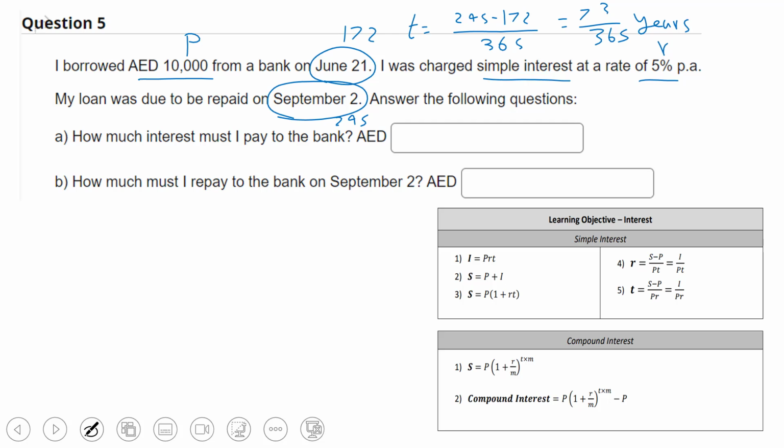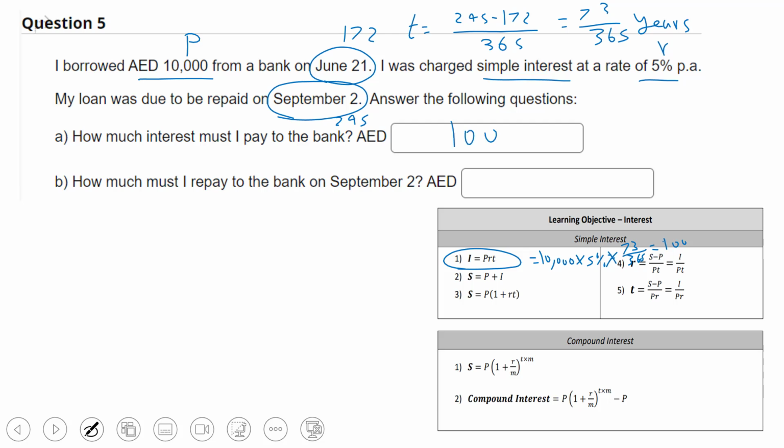So how much interest must pay you? Yeah, this is a P. I have P 10,000 times R. He gave it to me already, 5%. And I calculate T in days and I change it into years, which is 73 over 365. Multiply this one by your calculator. How much you will have? 100? Yeah, please recheck this one. This is 100. So he pay interest 100.